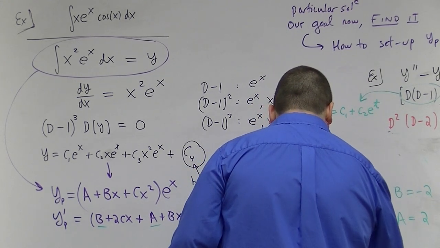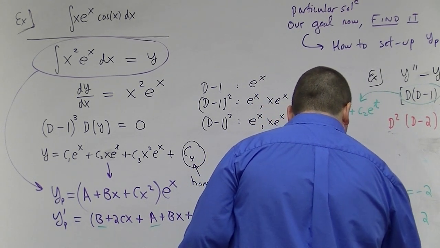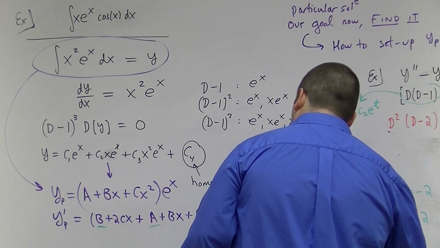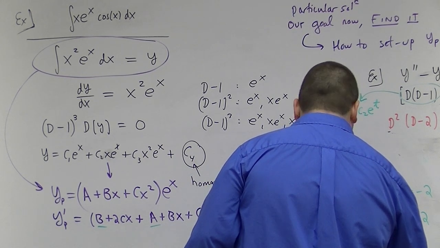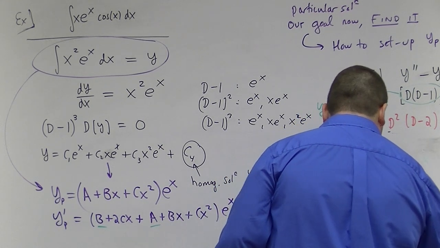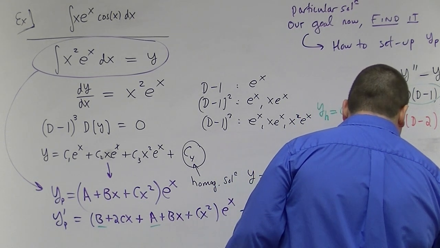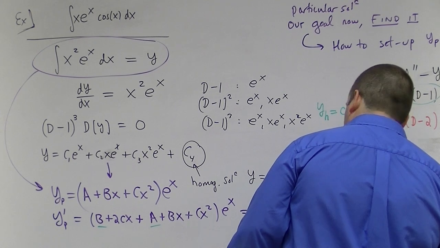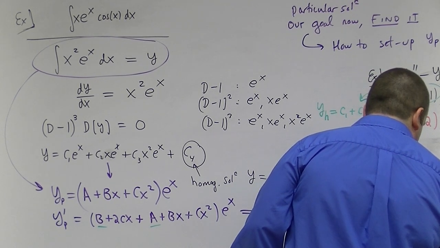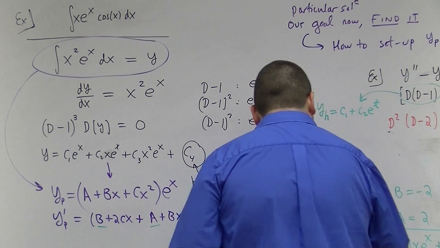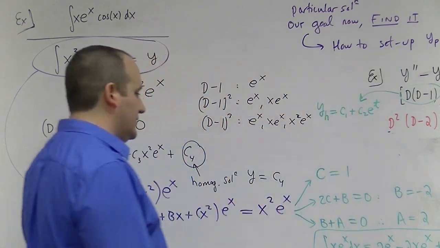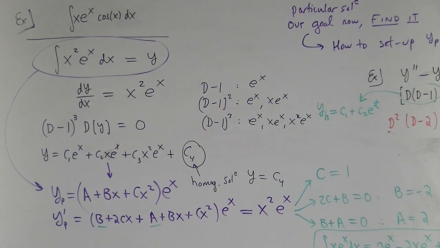Consequently, the integral of x squared e to the x dx is equal to 2 e to the x minus 2x e to the x plus x squared e to the x, plus a constant c4. And there you go. Integrated. No integration by parts. This is faster for certain problems, and I would argue much more fun.